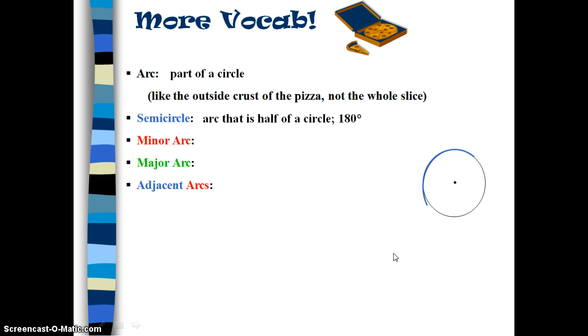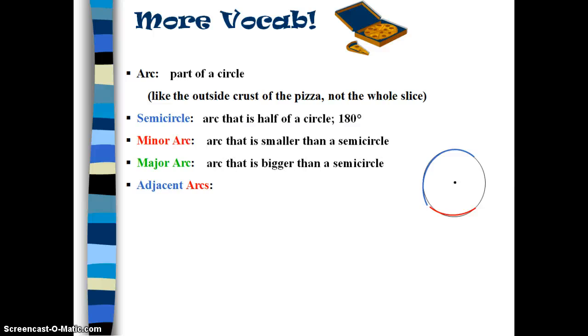A minor arc is going to be an arc that is smaller than a semicircle, so there's a minor arc. And a major arc is going to be an arc that is bigger than a semicircle, so there's a major arc, this green piece right here. It's more than 180 degrees.